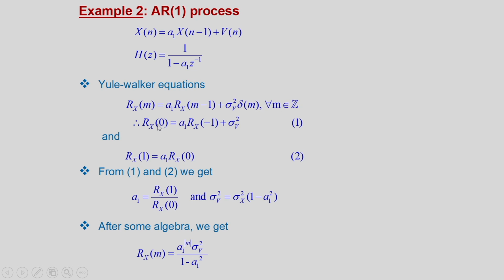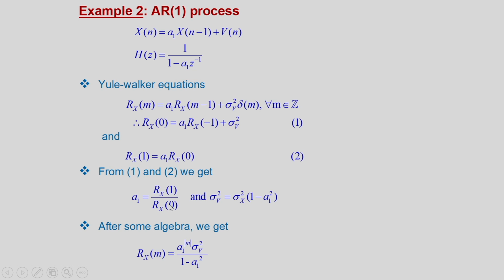for all m belonging to Z, the set of integers. And Rx(0), therefore, if we put m equal to 0, that will be equal to a1 Rx(minus 1) plus sigma_v squared. And the second equation, Rx(1) is equal to a1 into Rx(0), when we put m equal to 1. When m is equal to 0, we get this, but we know that Rx(minus 1) is also equal to Rx(1). From 1 and 2, we will get a1 equal to Rx(1) divided by Rx(0). This is the value of the AR coefficient a1.